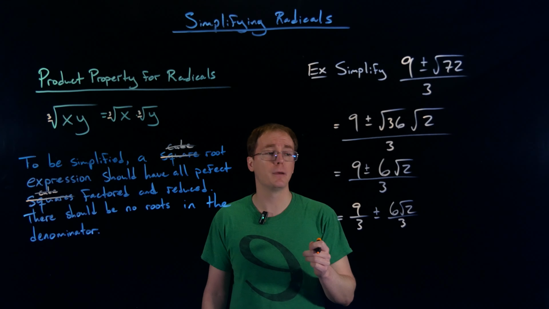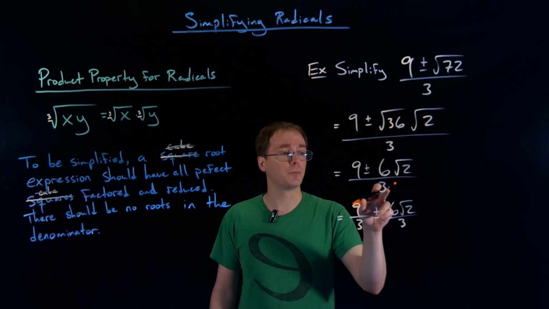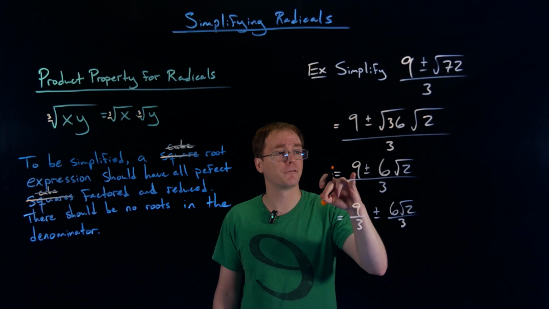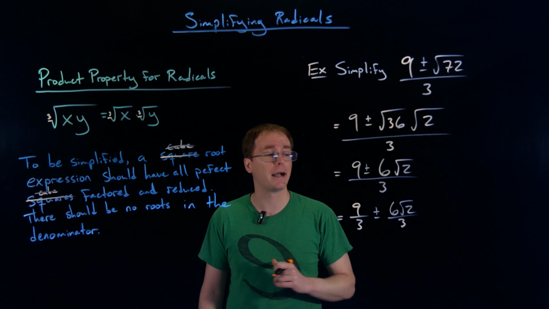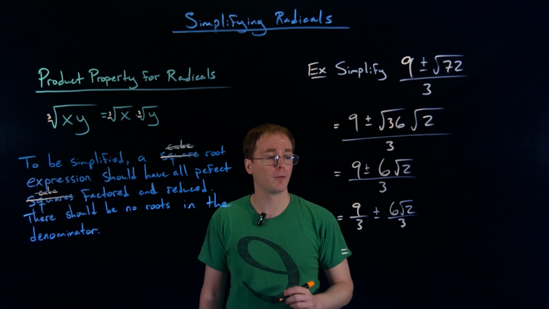Really important to note and remember that when we are dividing a sum or difference in the numerator, we have to apply that denominator to each term in the numerator. So we have to divide both the first piece and the second piece by 3 in this case. Well, if we do that, we will finally finish this problem off.